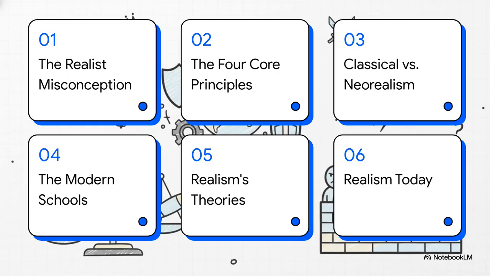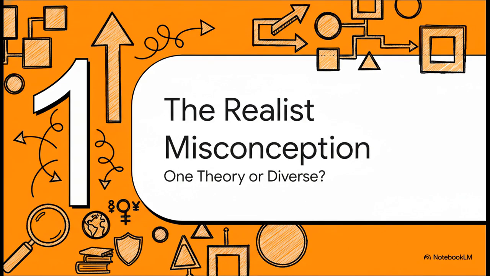Okay, so to really get to the bottom of this, we've got a clear roadmap. First, we're going to bust the single biggest myth about realism. Then, we'll build it back up from scratch, looking at its 4 core principles. After that, we'll trace how it's evolved, look at the big debates, check out the modern schools of thought, and dive into its most powerful analytical theories. And finally, we'll see where realism is at today. I promise, by the end of this, you'll have a super clear framework that'll be a huge help for your studies. Right. First things first, let's get straight to that huge misunderstanding.